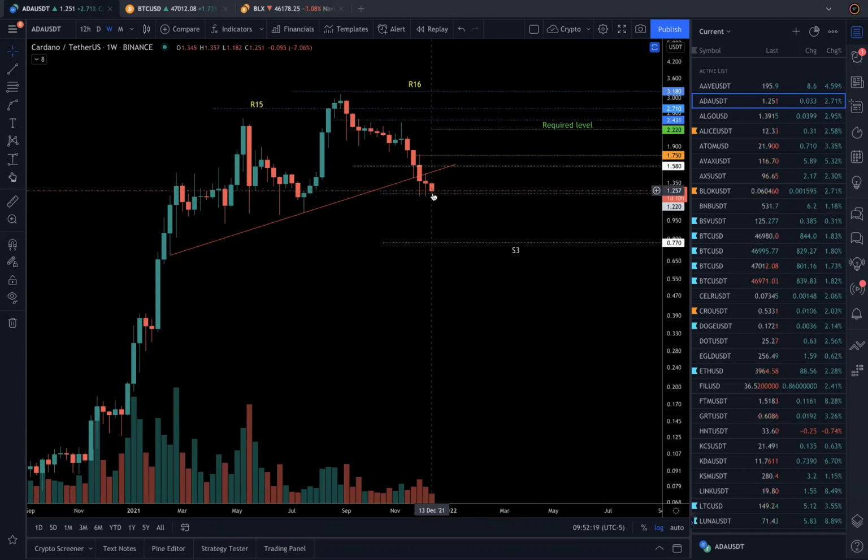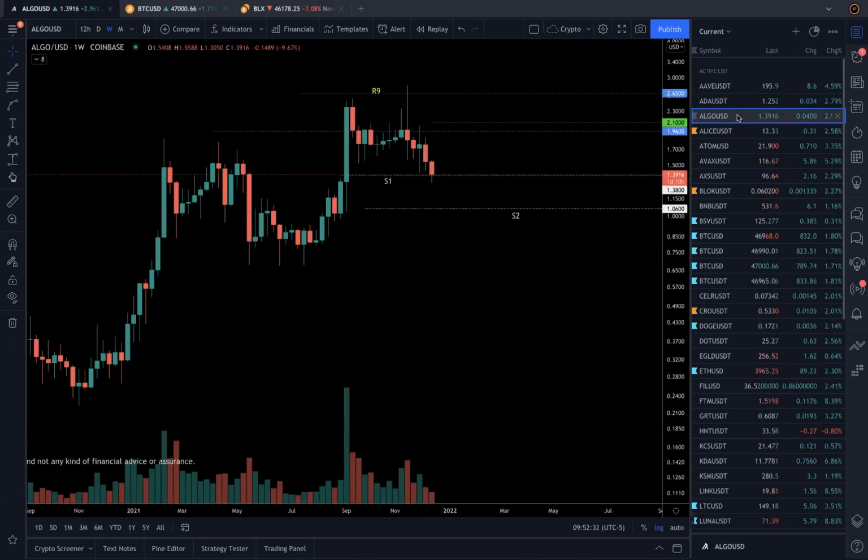So this is like on the edge. A little bit of push, it will make a new low, and if it goes up, then these are the levels. Algo made a new low, right? It's on S1 because of a little bounce, but it made a new low this week.